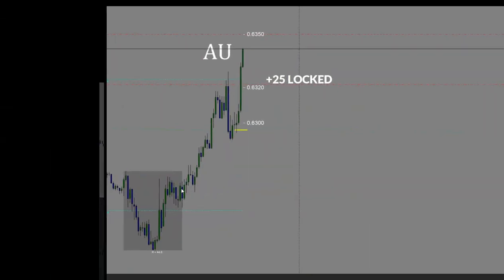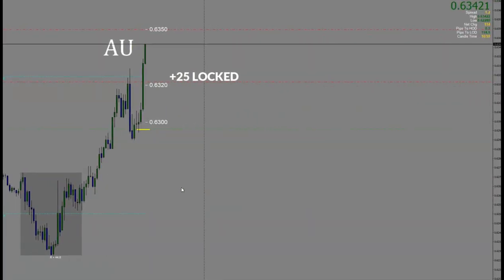All right, quick update. I've locked in more profits on 4 out of these 5 trades, and this one I've moved up to lock in 25 pips. It's really accelerating up to 63.50 right now. It's only got about 8 pips before it possibly gets up in there.